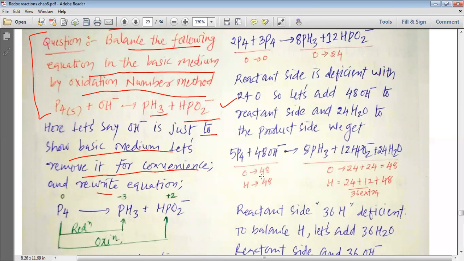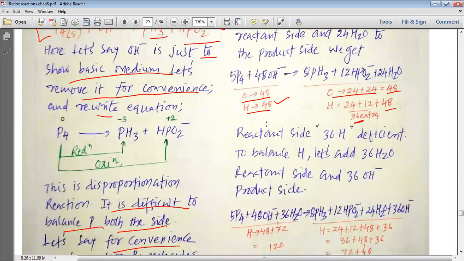Now when I calculate the number of oxygen, left side it is 48, on right side it is 48. But when I calculate the number of hydrogen, left side it is 48, but right side it is 24 plus 12 plus 48. That is 24 plus 12, that is 36 hydrogen is extra on the right hand side. Now we have seen that the hydrogen deficient side is again the left hand side. So the reactant side has 36 hydrogen deficient. That is why, to balance hydrogen, let us add 36 H2O to the left hand side or reactant side and 36 OH minus to the product side.